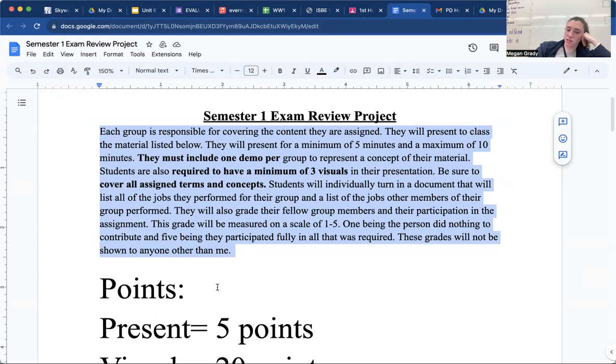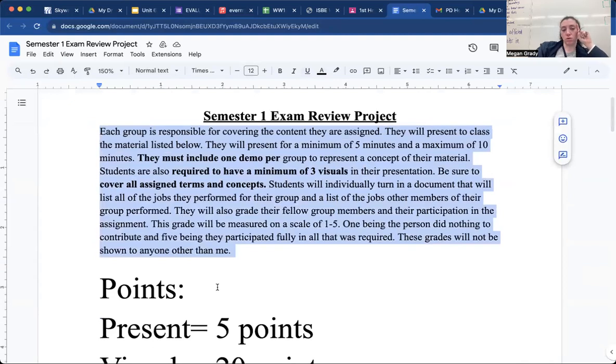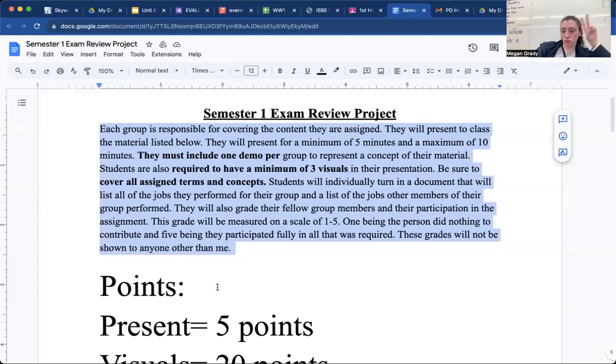So here's what's expected of you. You need to know what your topic is, right? And I'll go through those in a second. You need to create a PowerPoint with at least 3 pictures for your group. And your group has to come up with some sort of other creative demo, besides the presentation. If you have any questions on that, feel free to ask me, send me an email. As long as it's school appropriate and covers the information that you're talking about, pretty much anything's fair game, but make sure you check with me, okay?